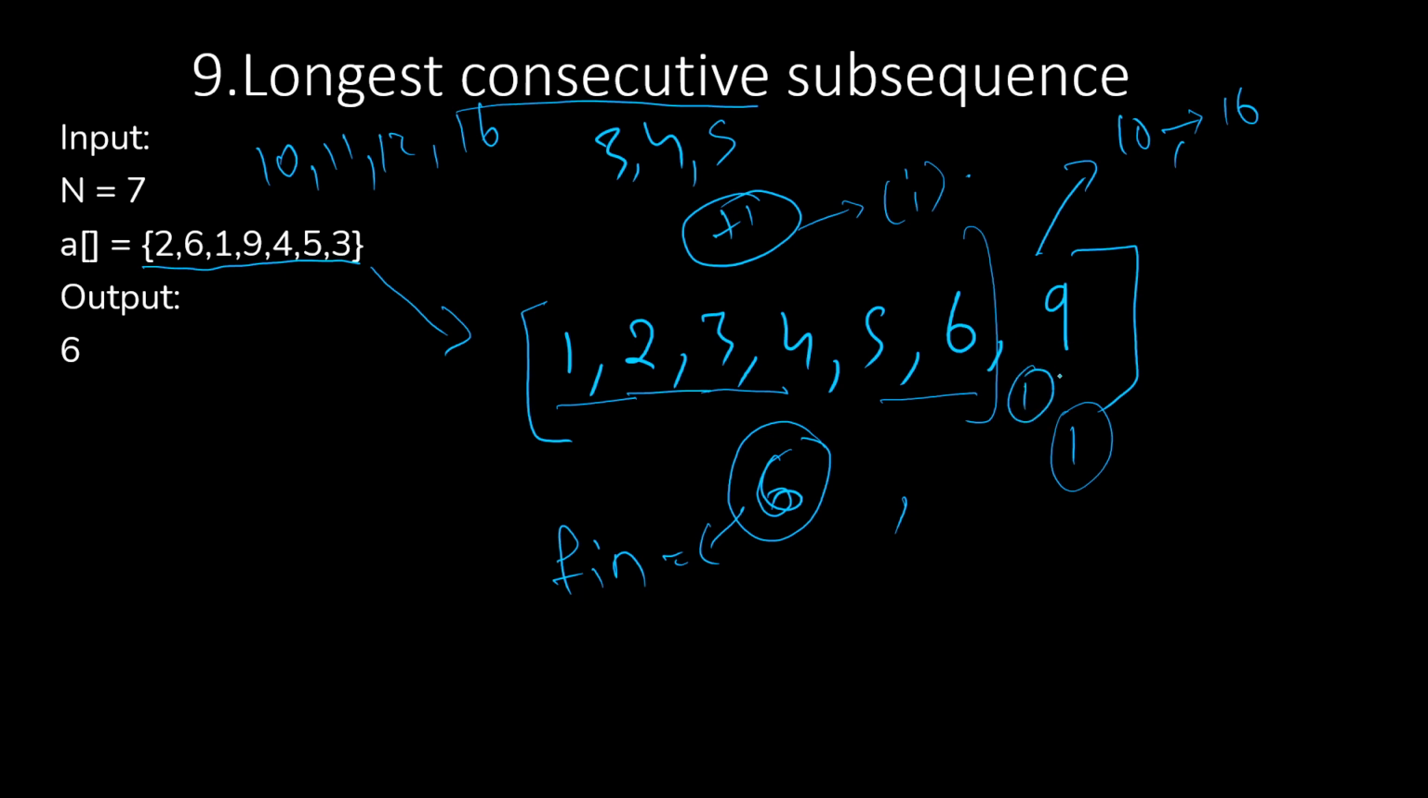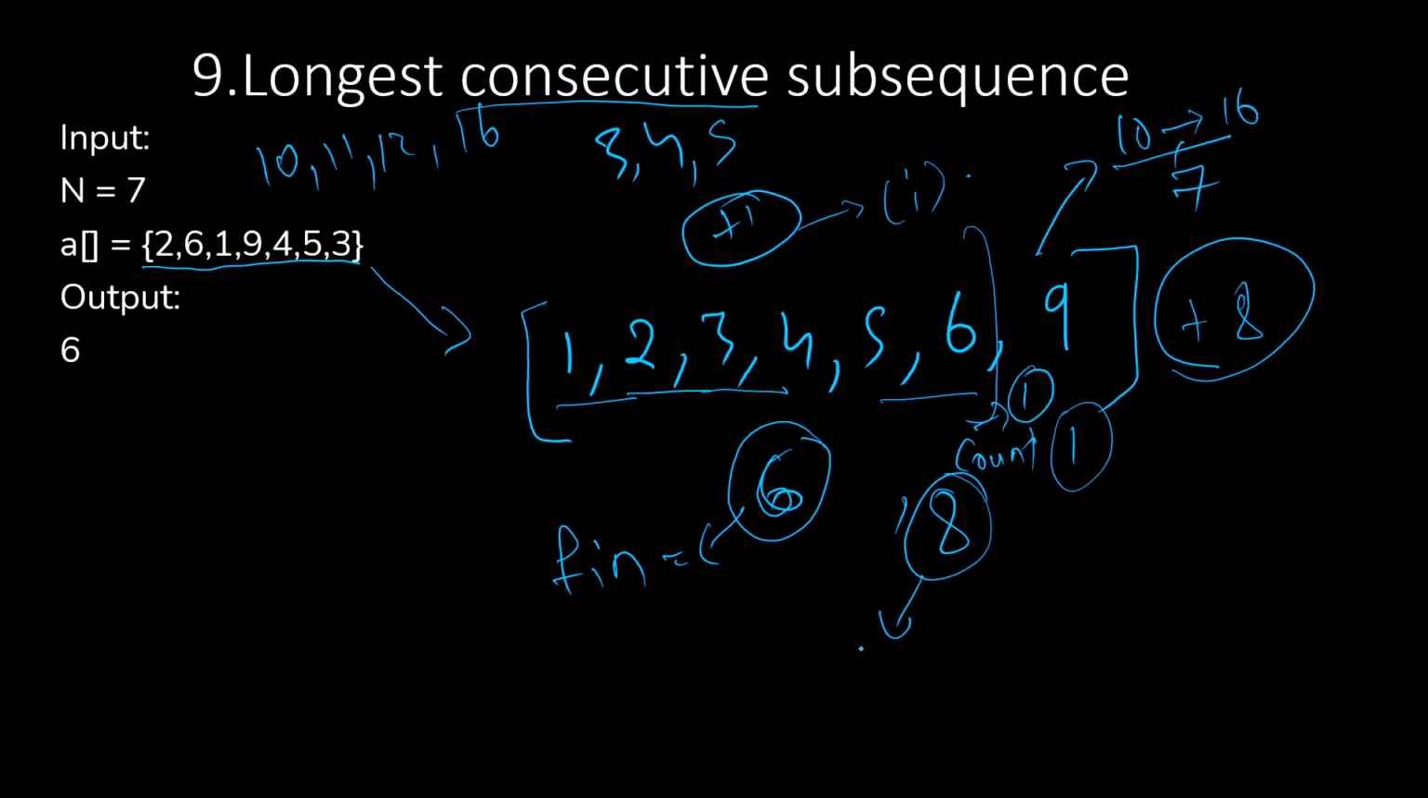From 9 onwards the count will be reinitialized. Wherever the +1 condition doesn't satisfy, the count reinitializes itself to 1 and keeps counting if it finds any other consecutive number. Now 9 is there, then 10, 11, 12 until 16. From 10 to 16 is 7 elements. If you include 9, that makes 8. Total 8 elements are there in consecutive order. So out of 6 and 8, 8 is the max value, so we will return 8.